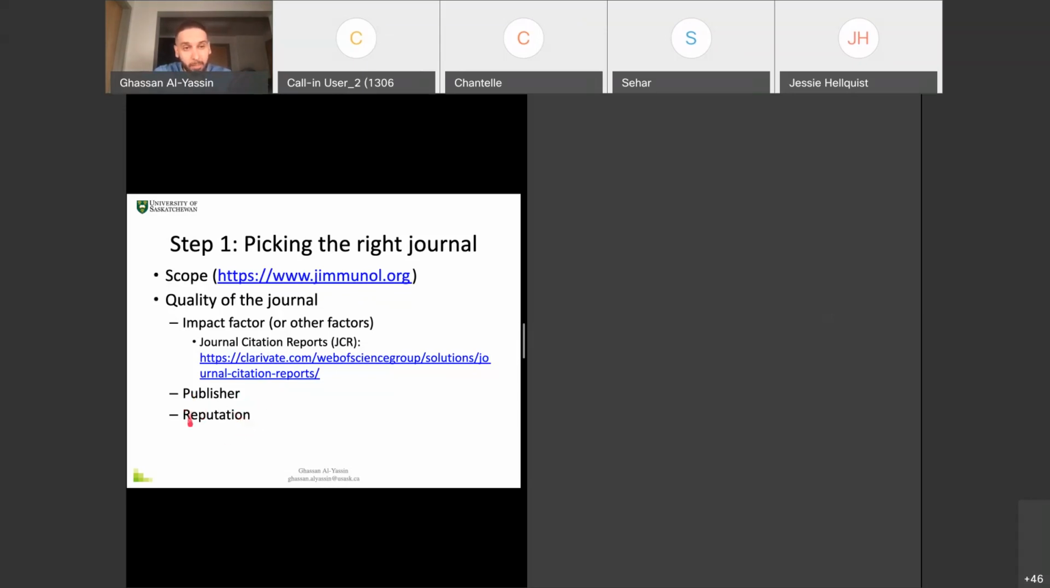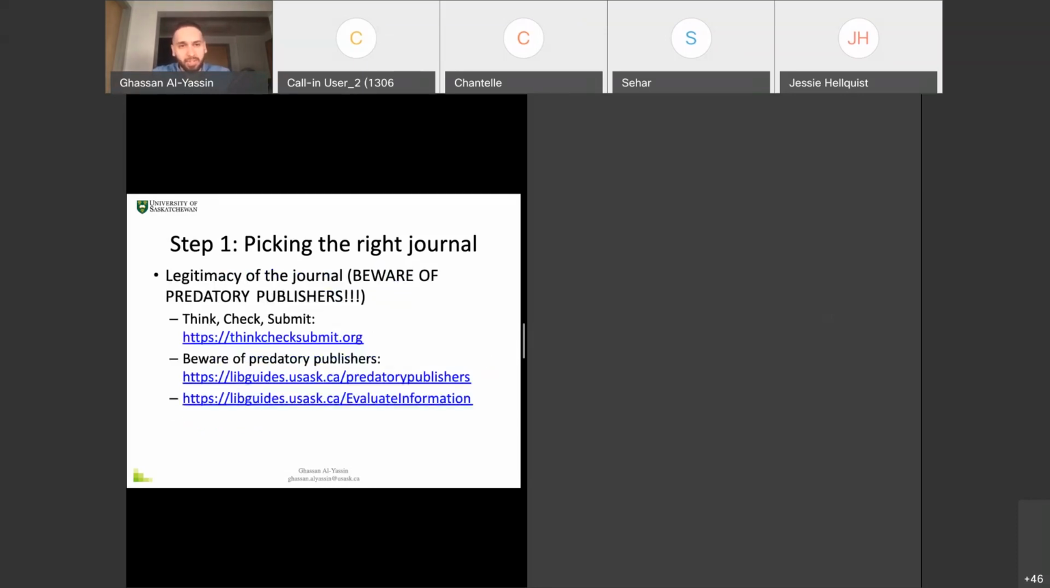And the last one, and probably the most common one, is the reputation of the journal itself, because you can just talk to your colleagues, other graduate students in the research units you're working in, and they will tell you, oh, we usually publish in Nature, we usually publish in the Journal of Immunology, these kinds of things. And then that's how you know what to pick.